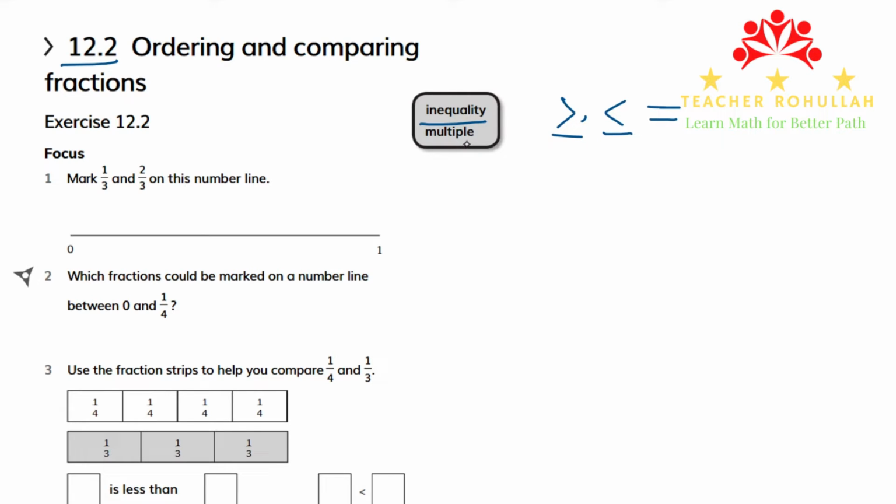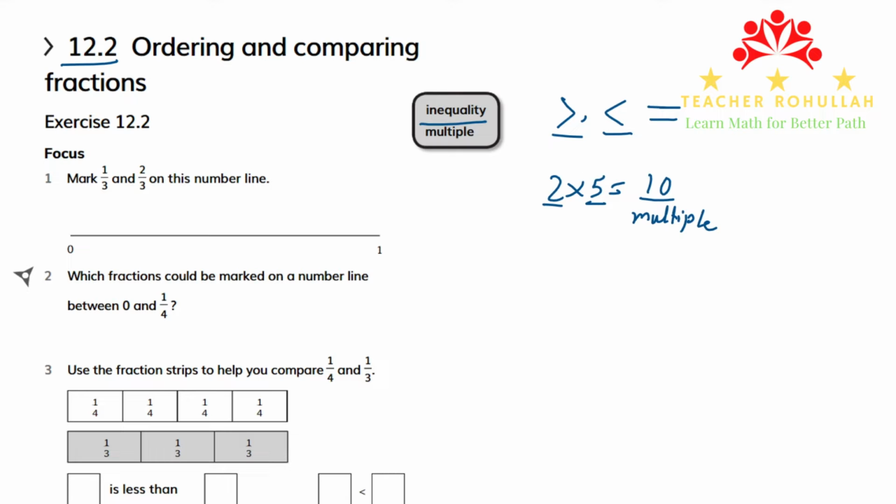And the other word that we have here is multiple. When we multiply a number with another number, we get an answer or a product which is called a multiple. For example, 2 times 5 equals 10. Here 10 is called the multiple of 2 and 5. We can consider this as a multiple of 2 and also as a multiple of 5.